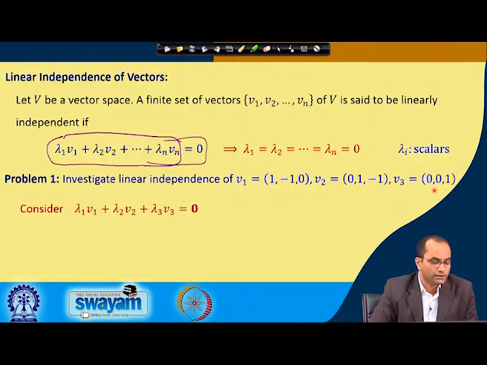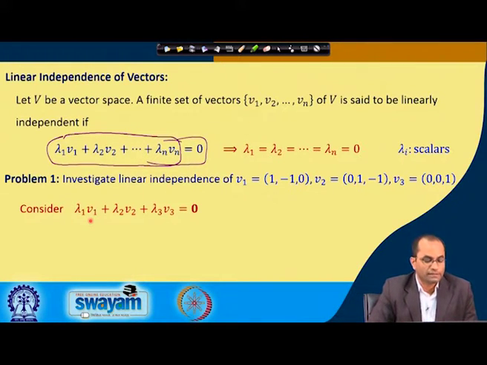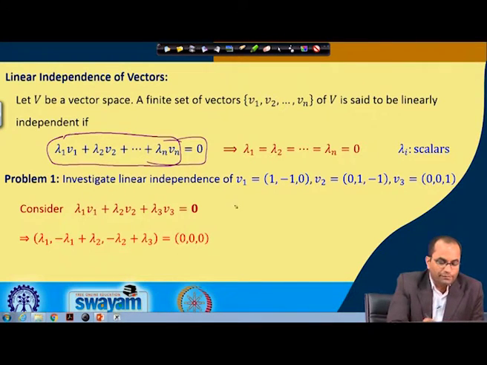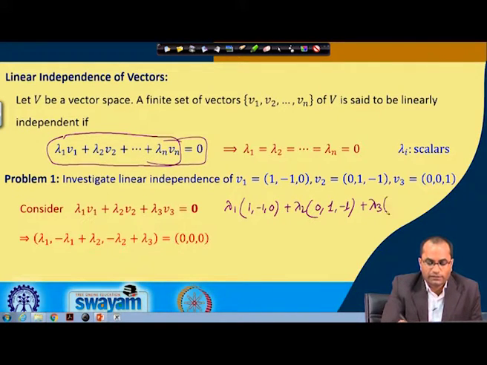So, we will consider now this expression: lambda 1 v 1 plus lambda 2 v 2 plus lambda 3 v 3 is equal to this 0 vector. And now from here we will get the equations, because we have lambda 1 times v 1, which is (1, -1, 0), then lambda 2 times v 2, which is (0, 1, -1), and then also lambda 3 times (0, 0, 1), and the right hand side is the 0 vector. So, now comparing each component.